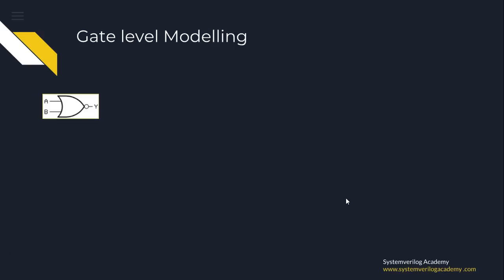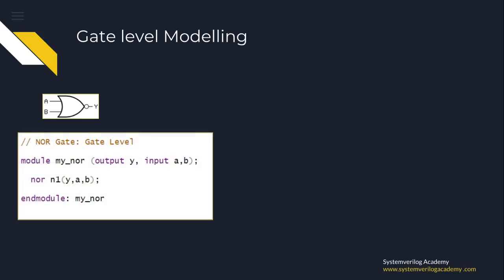Gate-level modeling. In gate-level modeling, the whole circuit is described using only logic gates. Similar to transistors, there are inbuilt functions in Verilog that implement all 7 logic gates. Now, in order to implement your own NOR gate using gate-level modeling, declare a module with inputs A and B, and output Y, and connect those ports to an instantiation of the inbuilt function NOR inside, as shown here.